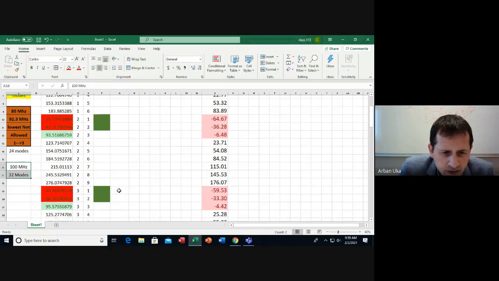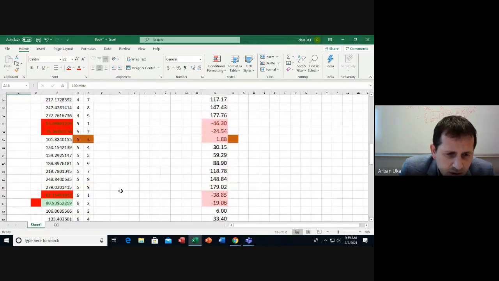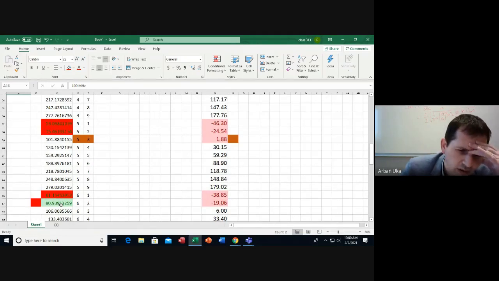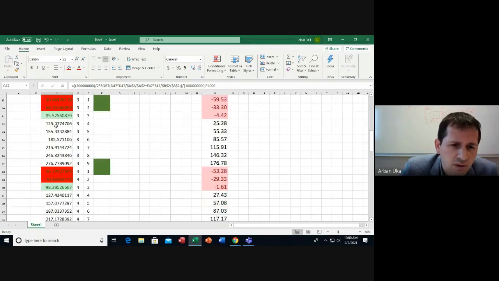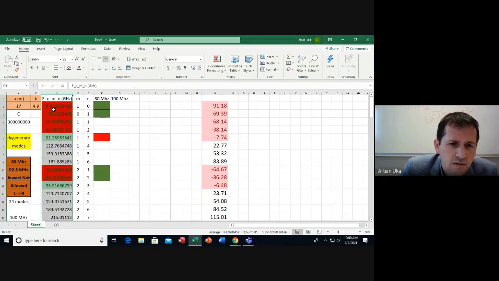Okay, and here I noticed one frequency at 80 megahertz, which is less than 1 megahertz above 80. So we can say that the lowest mode which cannot propagate in this tunnel for an initial wave of 80 megahertz is the mode 6.2. Okay, because we have this 80.9, etc. Wait, so we are good here.